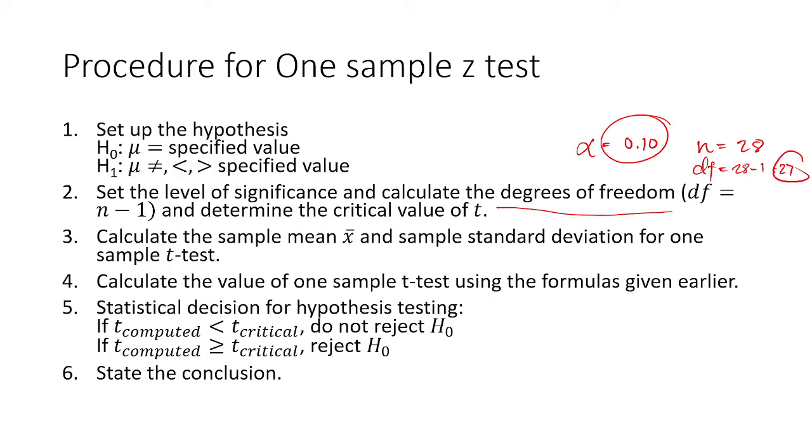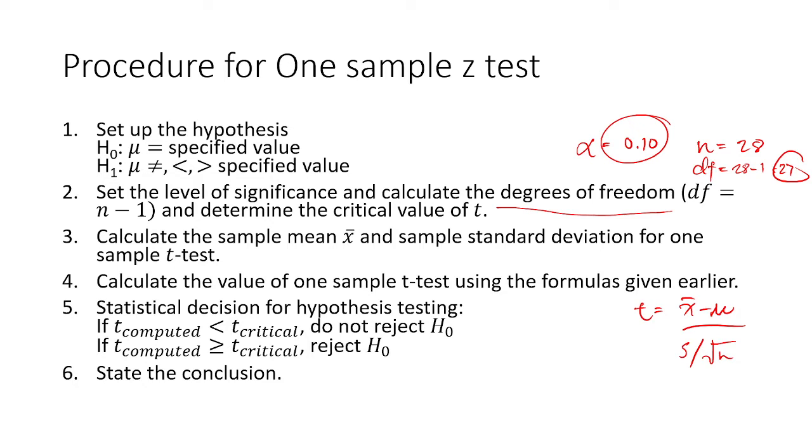And also, we need to calculate the sample mean and the sample standard deviation for one sample t-test. Since we will be using the sample standard deviation, kailangan natin siya compute. And also, we need to calculate the value of the sample t-test using the formulas given earlier, where our t is equal to the difference of our means over the standard deviation divided by the square root of n. So that is our formula for t-testing.